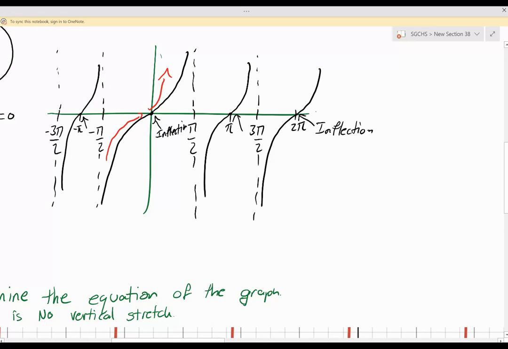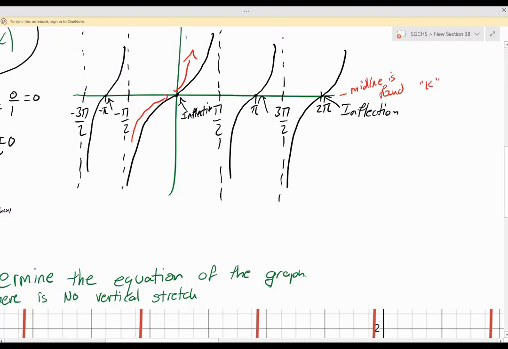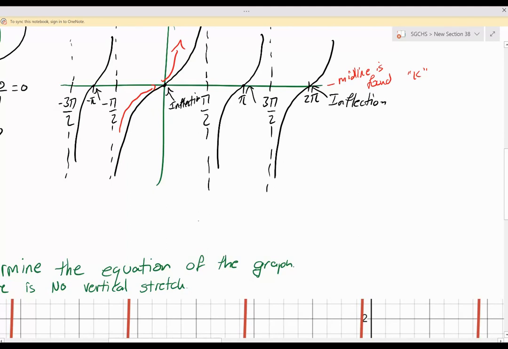Those are inflection points. They can tell you where your midline is found, and your midline is going to be the value of k. So when we have a function that has been transformed, we can see it as y equals a tan(b(x minus h)) plus k. This is your midline here. In this graph, they tell us we have no vertical stretch, so a simply equals 1 for right now, so we're not going to worry about that in this example.